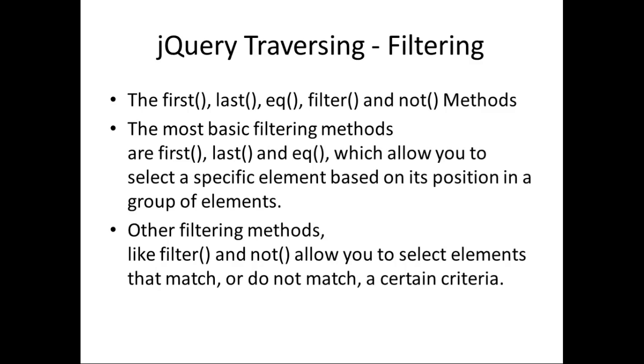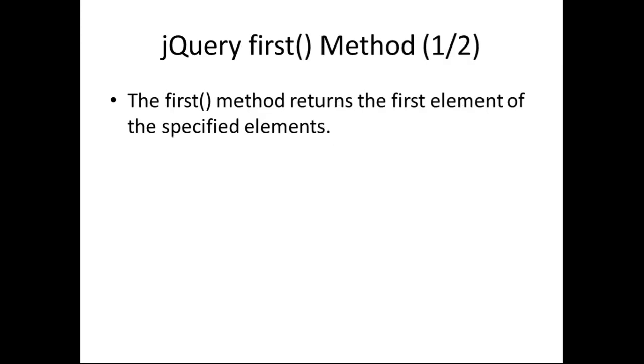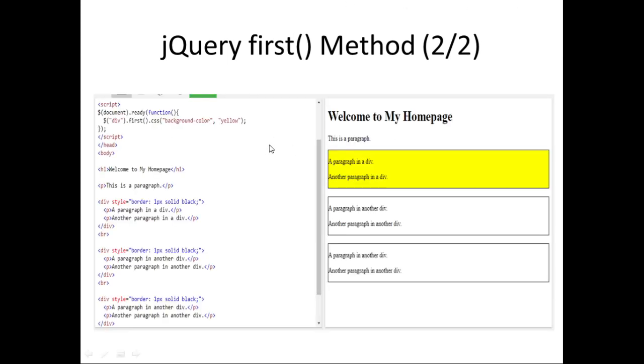The most basic filtering methods are first, last, and eq, which allow you to select a specific element based on its position in a group of elements. Other filtering methods like filter and not allow you to select elements that match or do not match a certain criteria. The first method returns the first element of the specified elements.